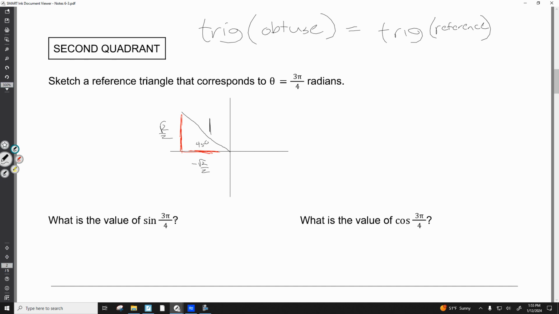All right, what's the sine of 3 pi over 4? What's the cosine of 3 pi over 4? Go. Say, neighbors, what's the sine of 3 pi over 4? What's the cosine of 3 pi over 4?